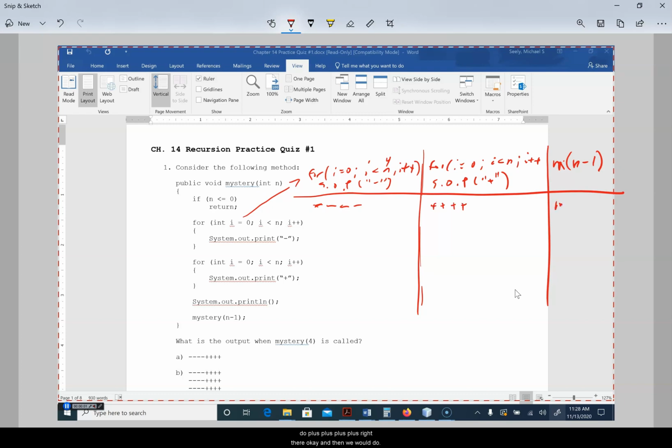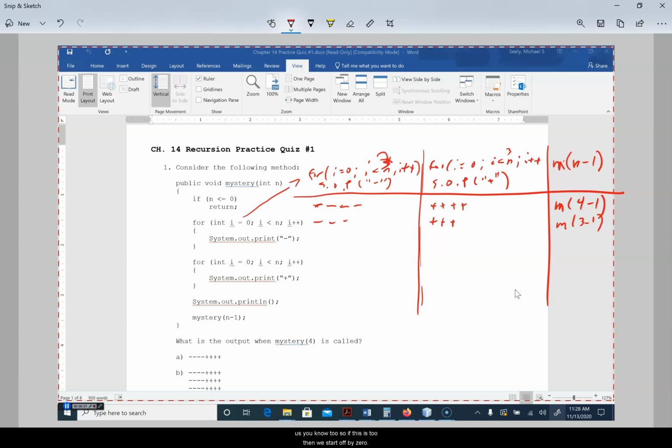And then we would do m, 4 minus 1, which would give us 3 now. So this time we go through with 3, so we would do 3 dashes, and then the same thing here. If it's 3, then we do 3 pluses. So then we've got m, which is 3 minus 1, giving us 2.